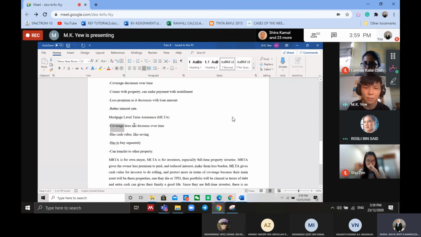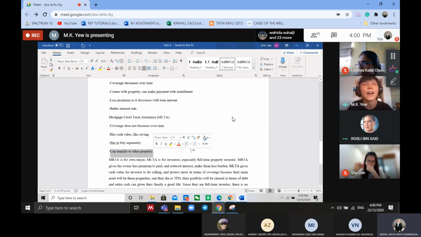And then for MLTA, the coverage does not decrease over time. So for example, we buy a property for like 500K, the 500K coverage is along our mortgage period. So it has cash value. So we can do it like saving lah. So because it has cash value, the premium is higher. So it has to be bought separately. That means when we buy a property, we have to request with the banker, or you find another insurance agent to buy MLTA separately, and then can transfer to other property.